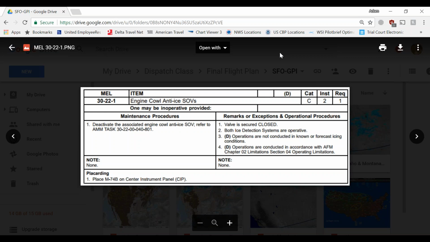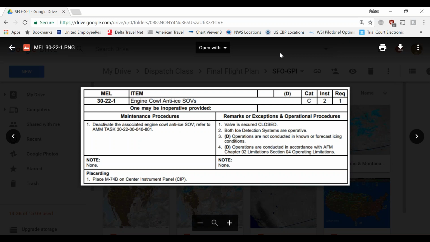Anything else? How do we find out what those limitations are? Well, if it's not in the MEL, listed as a limitation, then you don't need to worry about it. No, like that. Conducted in accordance with Chapter 2, Section 4. Yeah, that's what I'm saying. If it's not physically listed, you don't need to worry about it at all. So if it doesn't say it in here, you don't need to look at anything besides what it says in here.